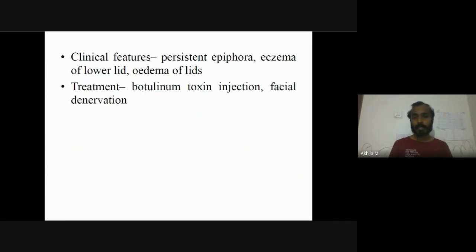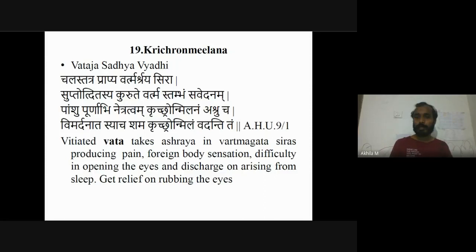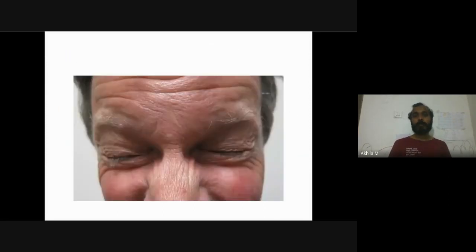On clinical features, we can see epiphora, eczema over the lower lid, and edema of the lids. Treatment is botulinum toxin injection, and facial denervation can be done. That is called blepharospasm. It can be correlated with Krichronmilana, though not exactly. From this figure, the sustained involuntary forceful closure of the eyelids is called blepharospasm.